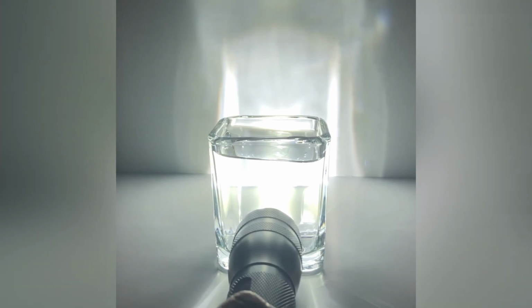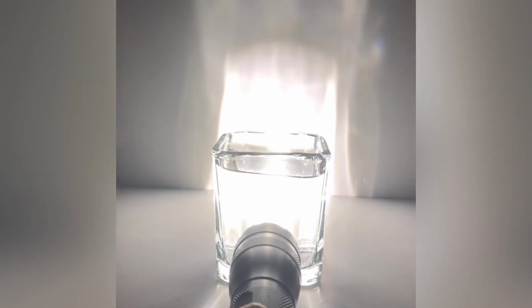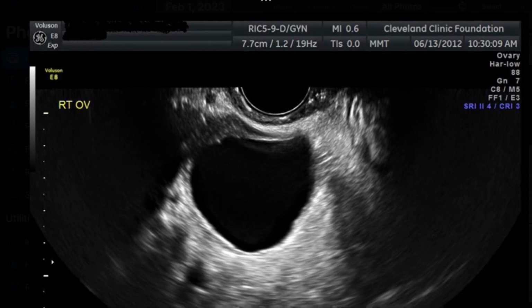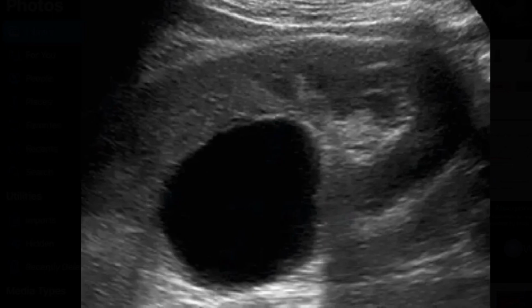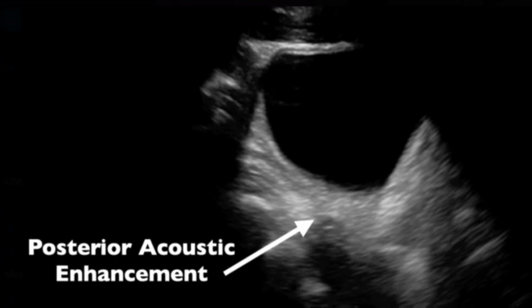In this demonstration, we can see how the light from the flashlight, which represents the sound wave from the transducer, is completely transmitted through the glass filled with fluid, representing a cystic structure. Like mentioned before, water has an extremely low attenuation as sound propagates through it. Therefore, the whole sound wave is transmitted and none of the sound is absorbed by the structure. In ultrasound, we can see this occurring with a cyst that shows posterior enhancement due to high transmission of sound.